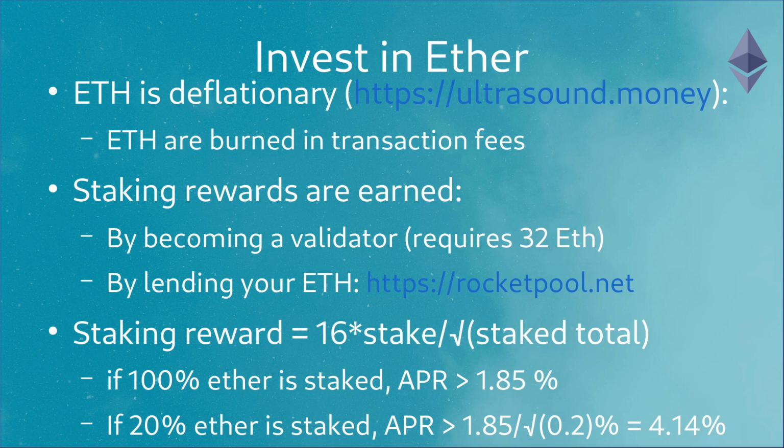I have not found the exact interest rate that you get when all the Ether is staked, so I do not know what the exact number is of the lowest interest rate you would get if you stake your Ether, but from calculations I see it would be above 1.85%. At this moment, about 20% of the supply of Ether is staked, and the interest rate that is paid out is around 4.2%.